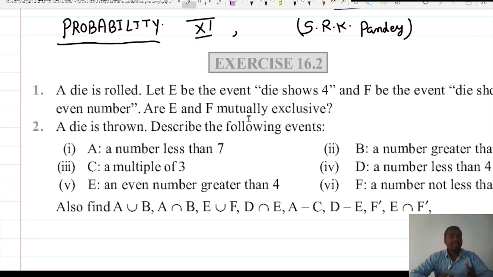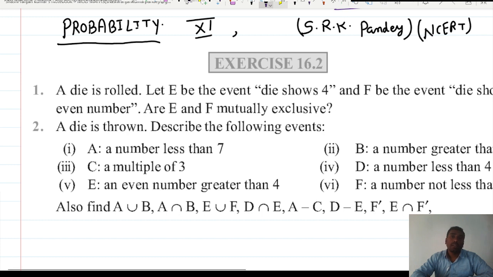So hello everyone, in this video we will solve the questions of Exercise 16.2, Probability chapter, Class 11. This is the NCERT book we are doing this time. We have discussed its theory. If you have not watched it, I recommend you please go and first watch those theory videos.